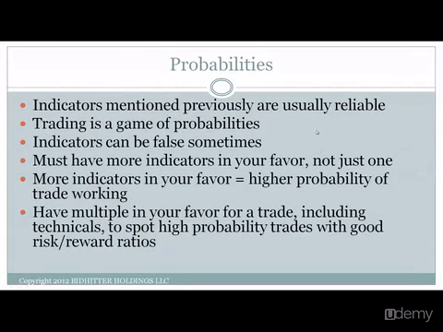Probabilities. The indicators that we mentioned before are usually reliable. Trading is a game of probabilities, so the more indicators in your favor, the higher the probability. You should always have more than one indicator in your favor, not just one. Some indicators can be false sometimes, but like I said before, the more indicators in your favor, the higher the probability of the trade working. And you should have multiple in your favor for a trade, including technicals, to spot a high probability setup with good risk reward ratios.